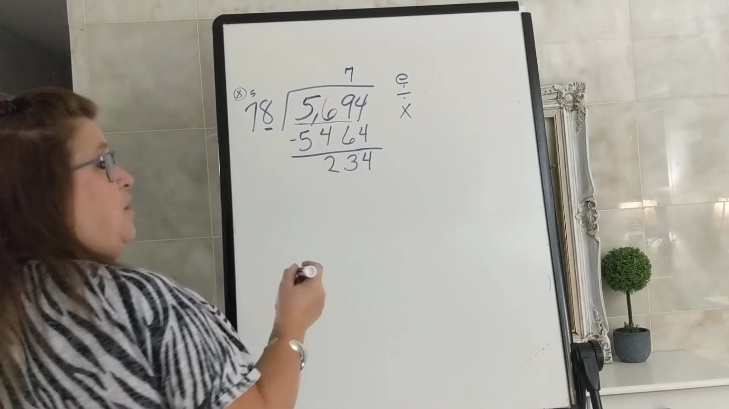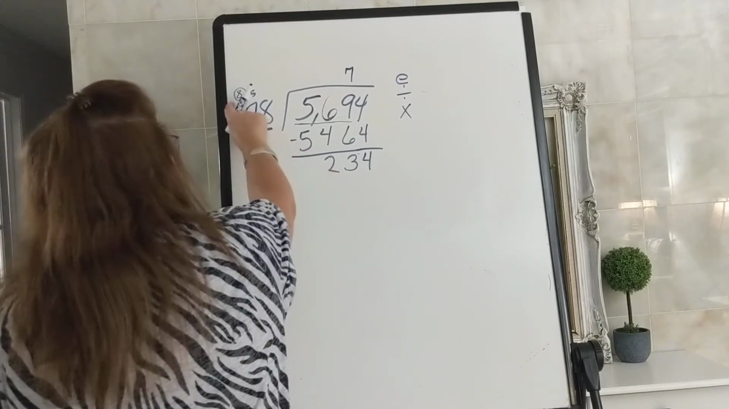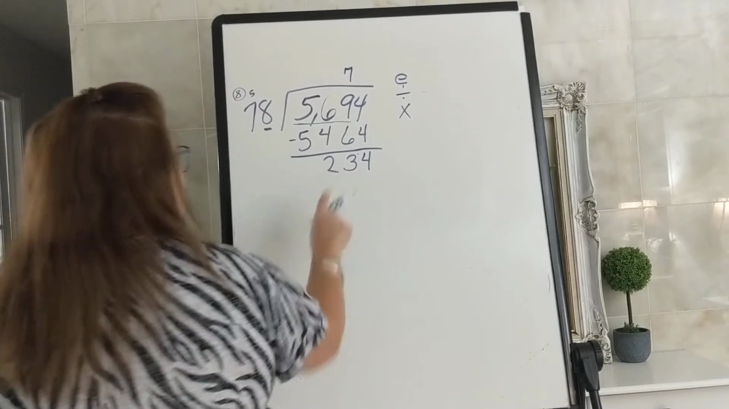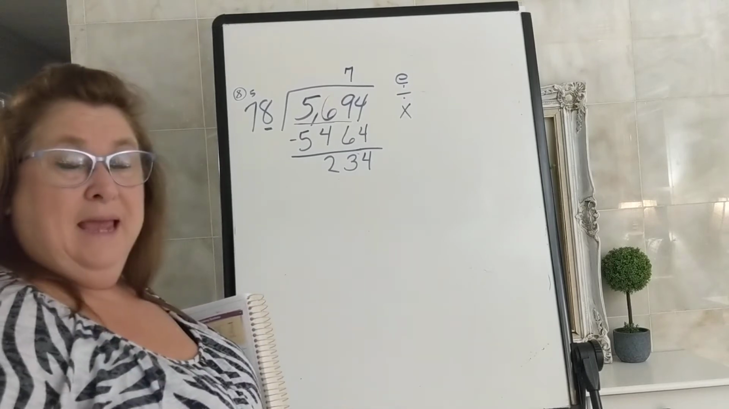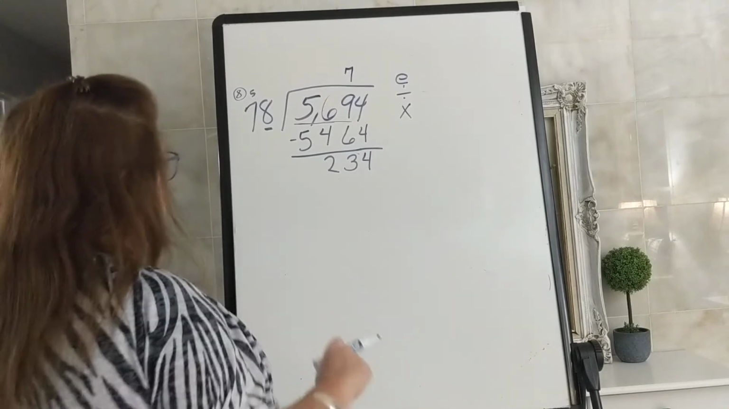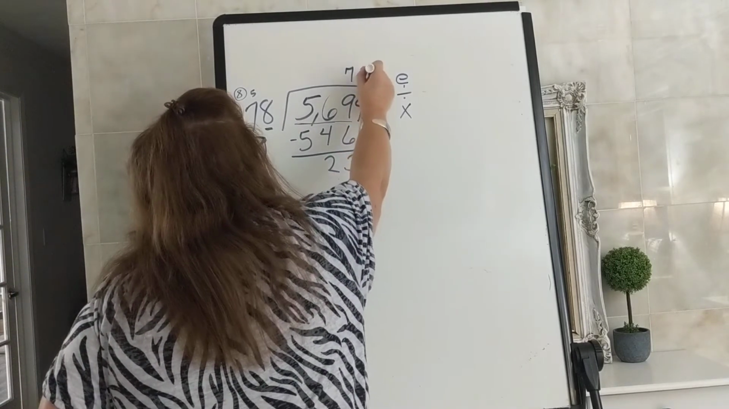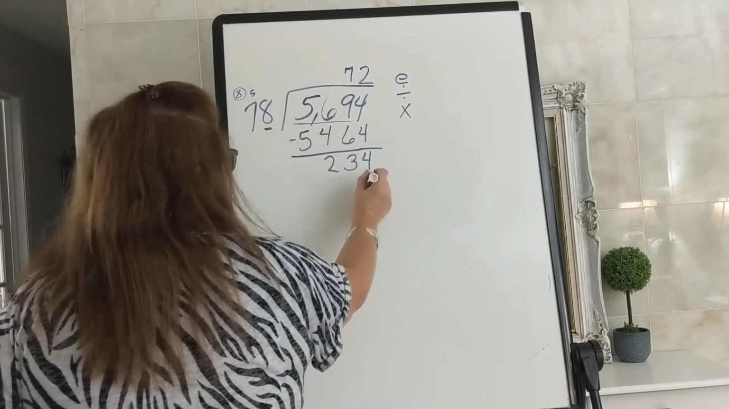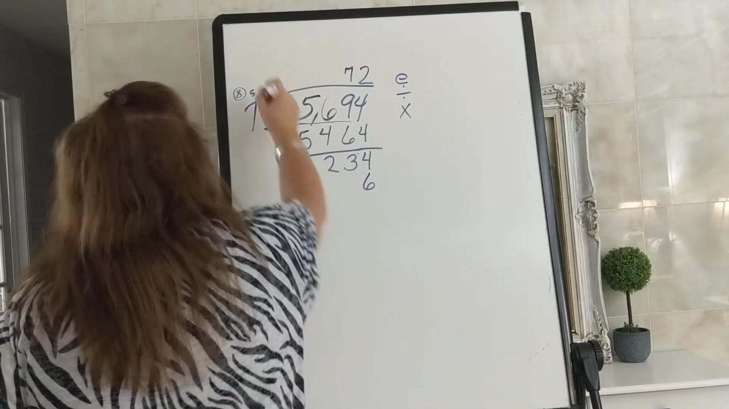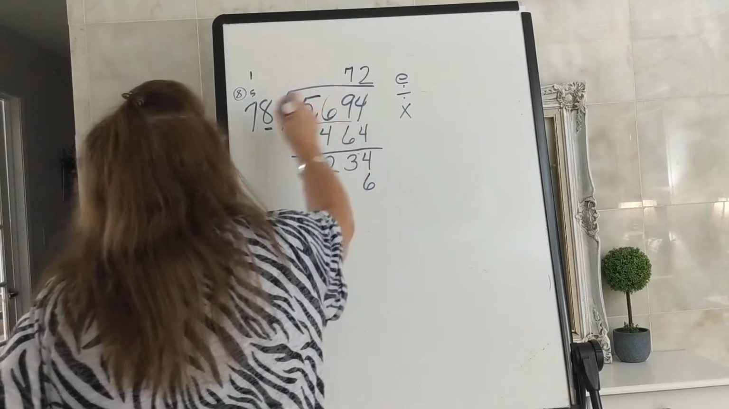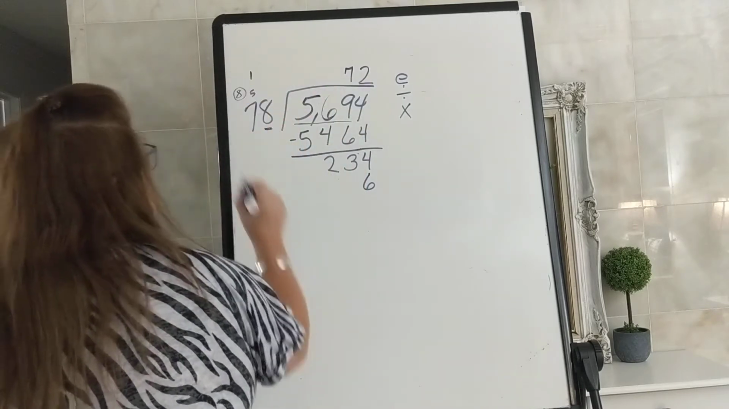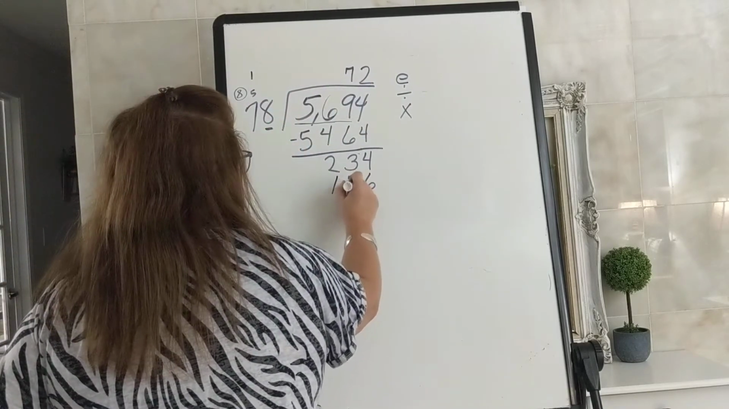Now we're going to go back to our pretend divisor. How many times will 8 go into 23? 8 times 2 is 16. So we'll try putting the 2 up there. 8 times 2 is 16. Put 6 down. Carry the 1. 7 times 2 is 14. Plus 1 is 15. So let's subtract.